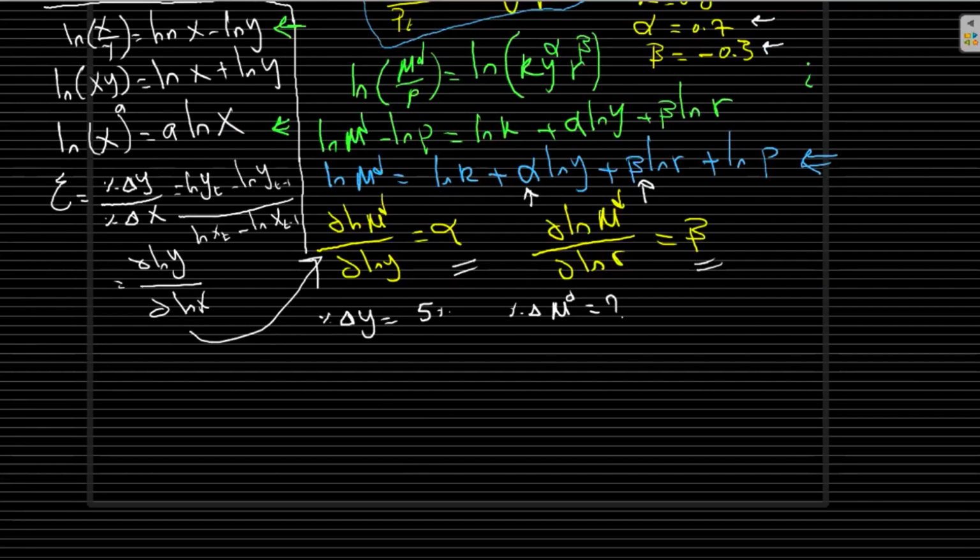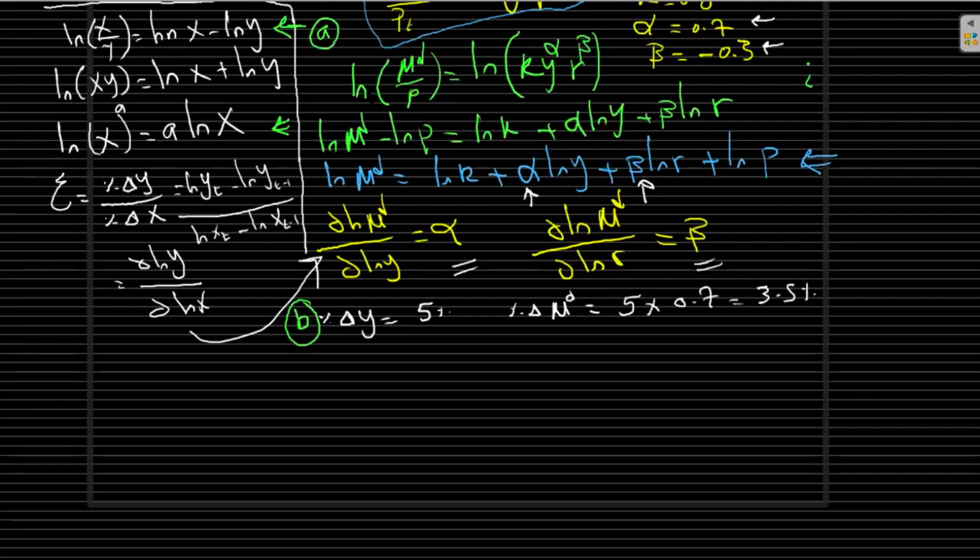So that means the percent change in money demand will equal the change in real income, which is 5, multiplied by the value of alpha, the elasticity, which here is 0.7. That means the percent change in money demand should be 3.5%. Okay, so that's question B. This is point B, and here's point A.